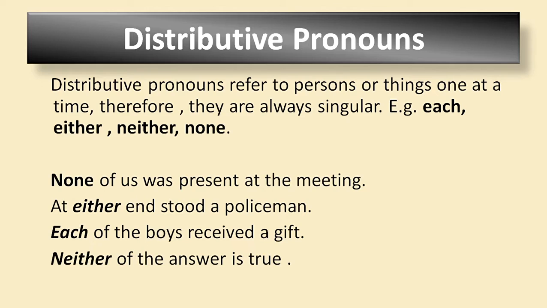Let us move on to distributive pronouns. Distributive pronouns refer to persons or things one at a time. Therefore, they are always singular. Like each means each one, either means either one, neither means neither one, and none, of course, means none of them. None of us was present at the meeting. At either end stood a policeman. Each of the boys received a gift. Neither of the answers is true.